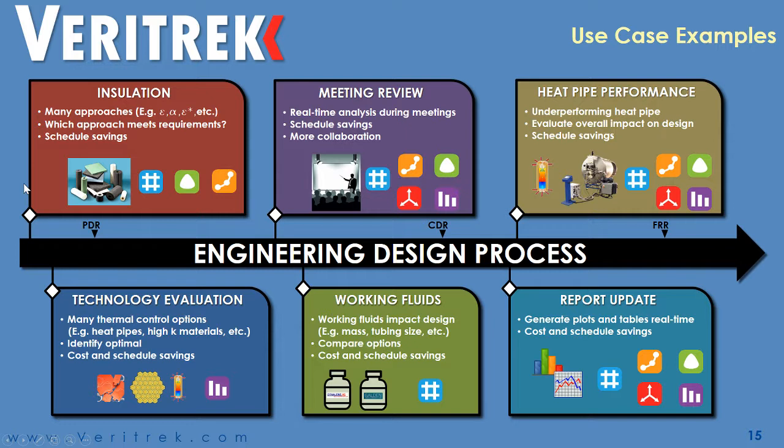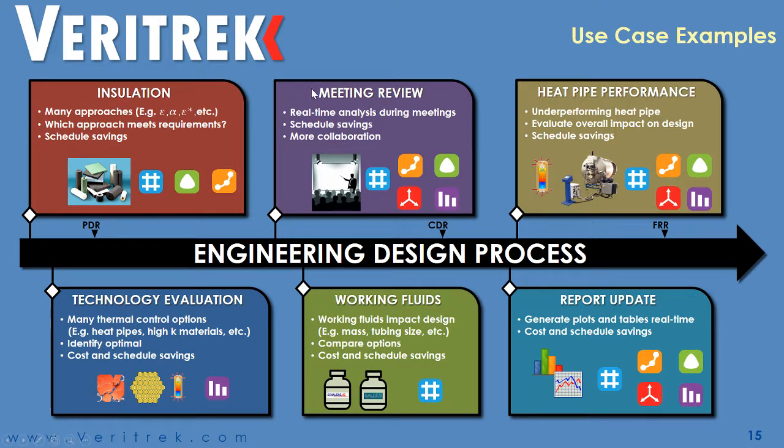Another place where this could be used is based on an example I had from a past project where I was looking at a variety of insulation approaches and trying to do some trades on insulation parameters such as emissivity, absorptivity, and E-star values, along with other design parameters such as power, orbits, things like that. What I found is I was just doing a lot of iterations where I was changing E and alpha values based on insulation vendor requirements, plugging those in to find out if they meet both hot and cold case requirements.